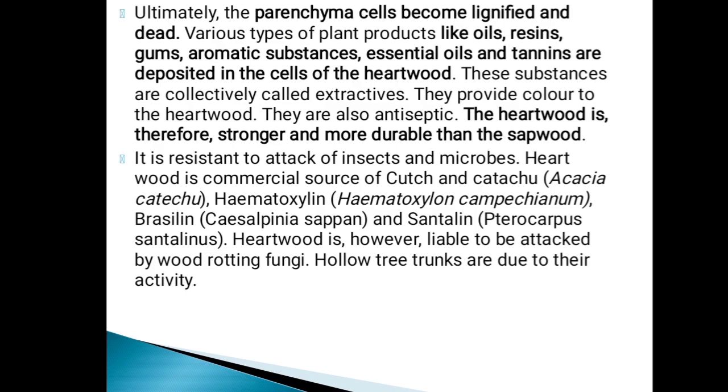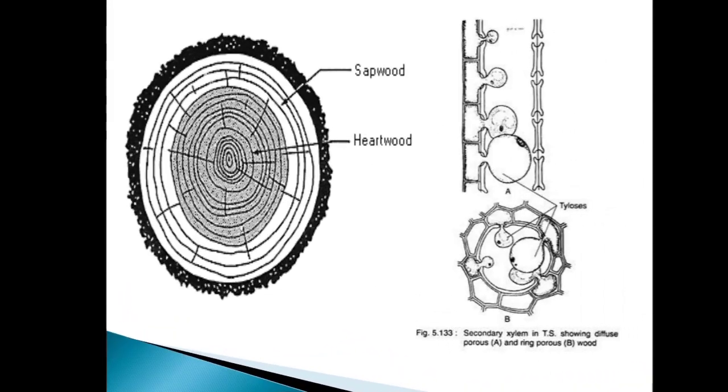So, whatever I have explained to you, everything is there in this image. Sapwood and heartwood, you can make out that heartwood is in the center, whereas sapwood is just above it, that is in the cork region. In this second diagram, B, you can make out the tylosis, which I explained are the balloon-like structures developed in the parenchyma tissue near the xylem.